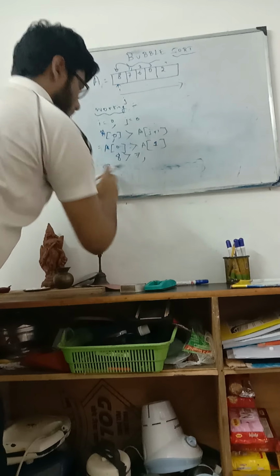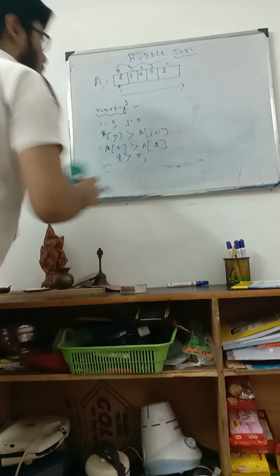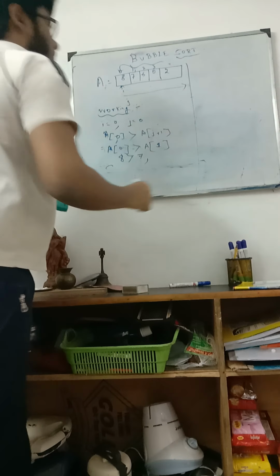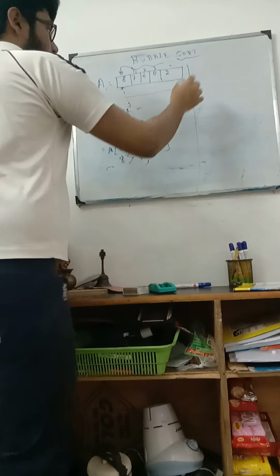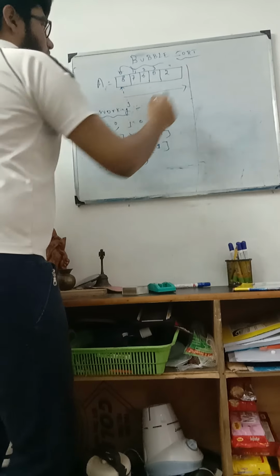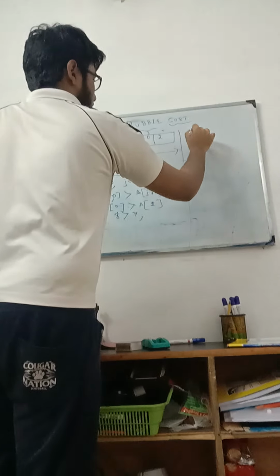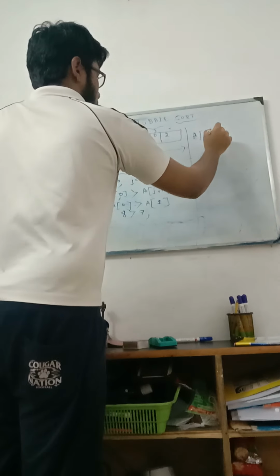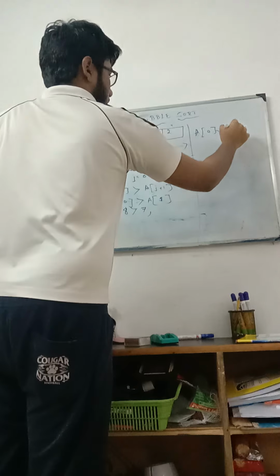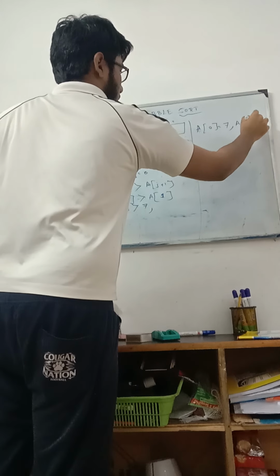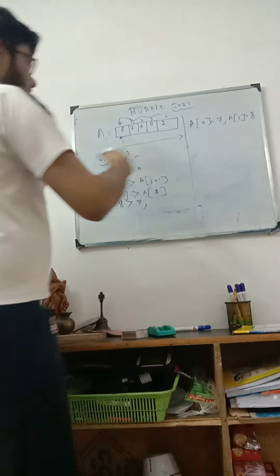Now the working will be, suppose we want to do it now, a0 is equal to, now it is 7, and a of 1 is equal to 8. So like this it will follow.